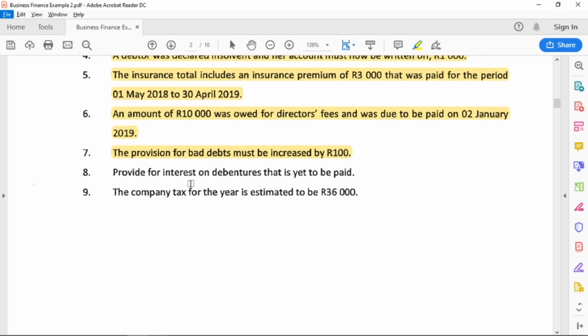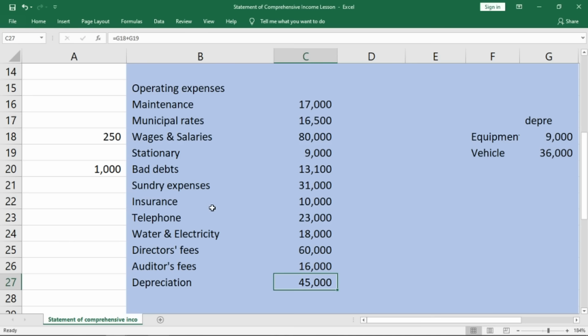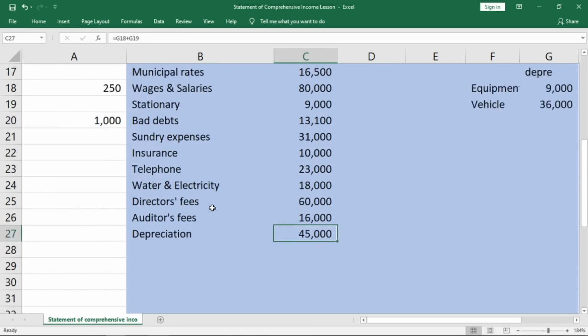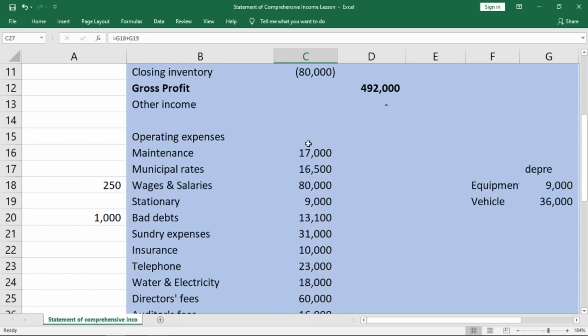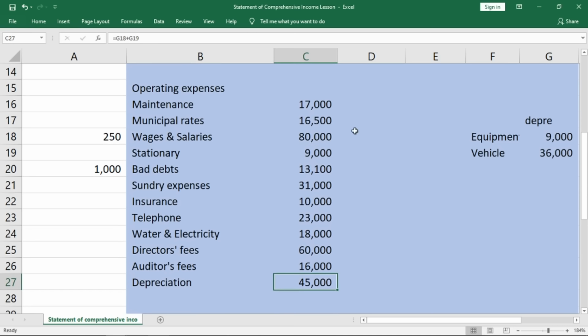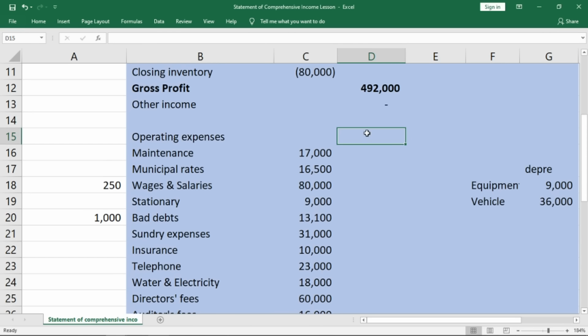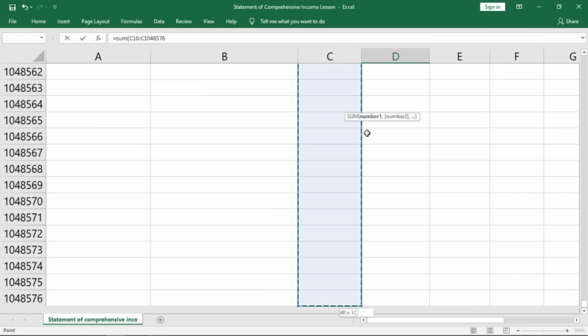What else are we missing? So we are only missing interest over here and company tax. Since our interest is not part of our operating expenses, we do it separately at the bottom. So let's add up all our operating expenses. So operating expenses equals the sum of everything over here.